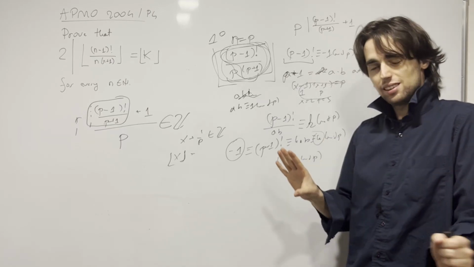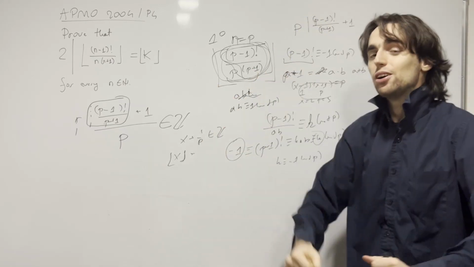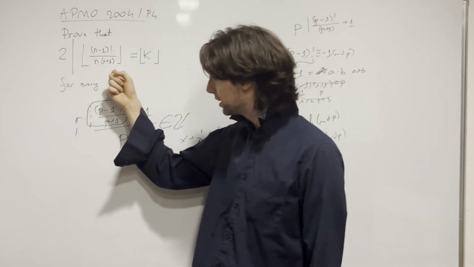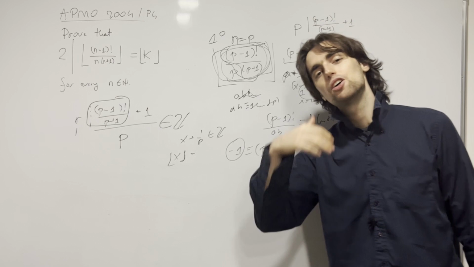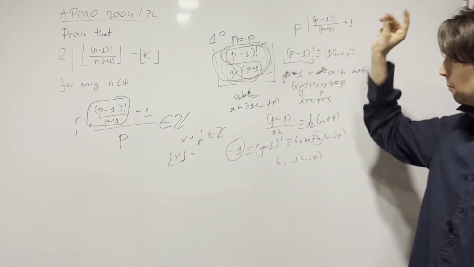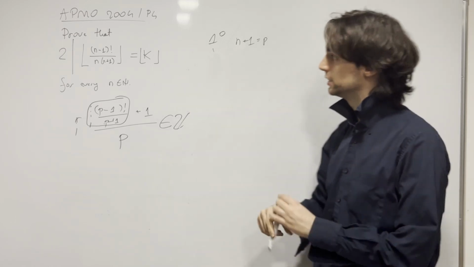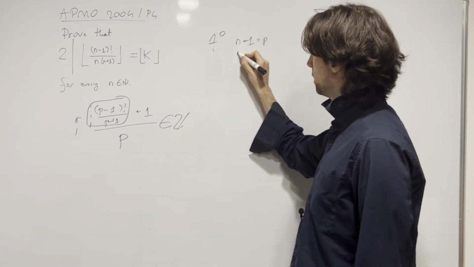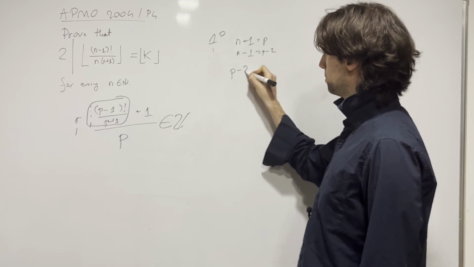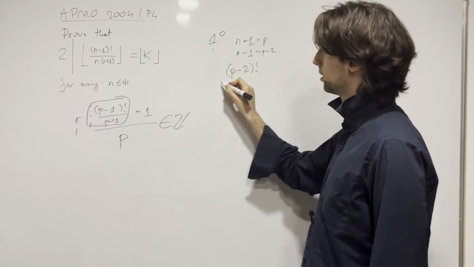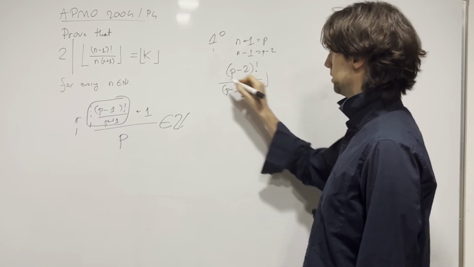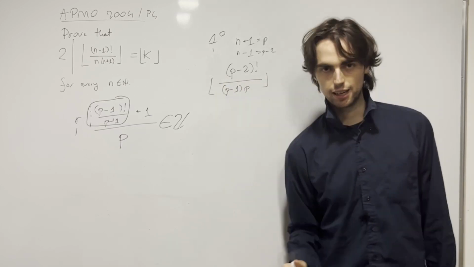If you didn't solve this, I really urge you to pause and try to solve the other case, n plus 1 is equal to p, for the next 15 minutes. And here's that solution. So we have n plus 1 is equal to p, or in other words, we have n minus 1 is equal to p minus 2. So now we have (p minus 2)! over (p minus 1) times b, right? This is the number we're looking at.